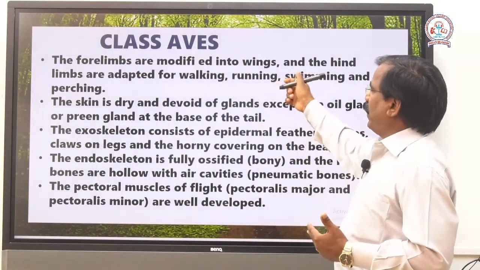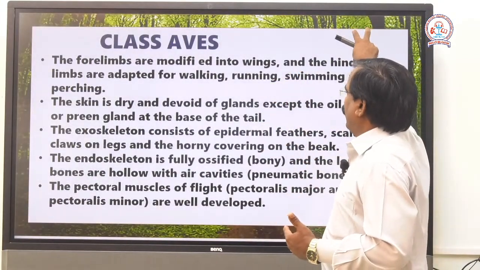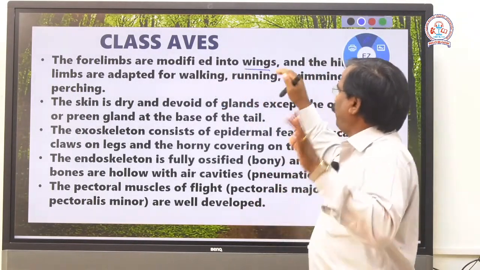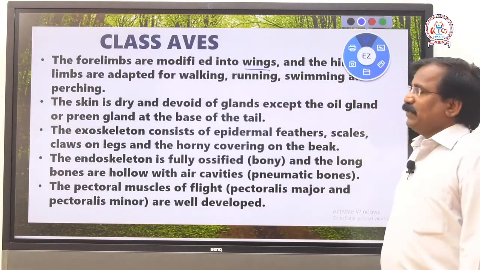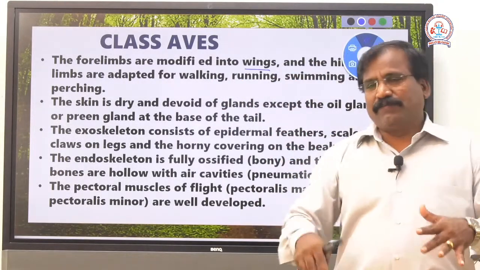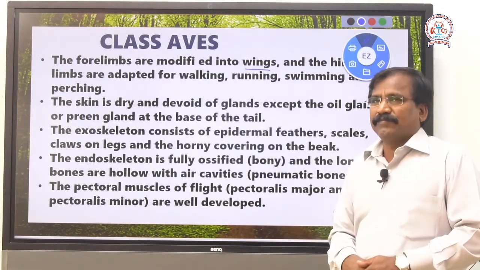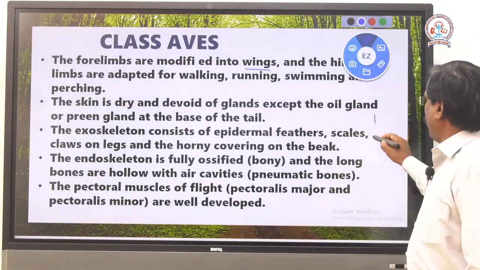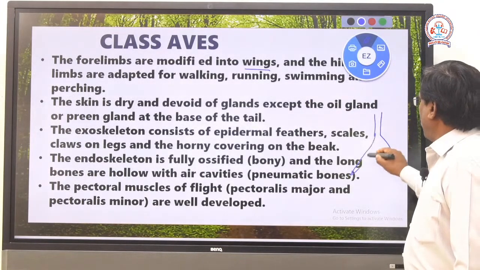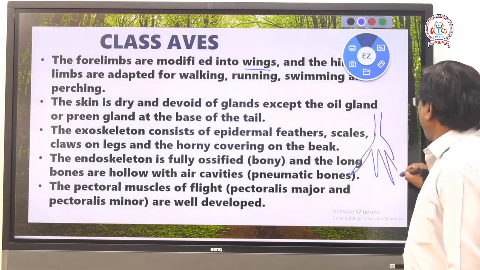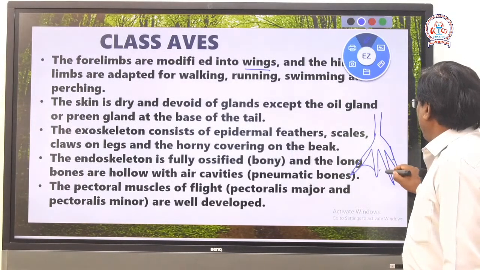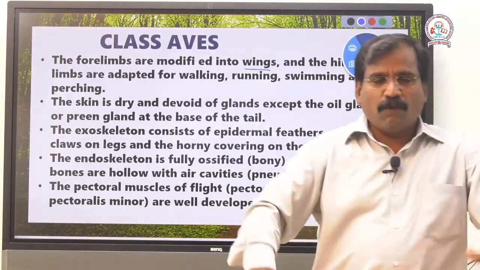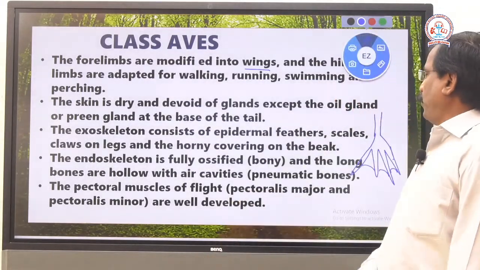Forelimbs are modified into wings, for flying. Hind limbs are adapted for walking, running, swimming. In a duck, there is an interdigital membrane. The web acts as oars. With the help of that it can swim.